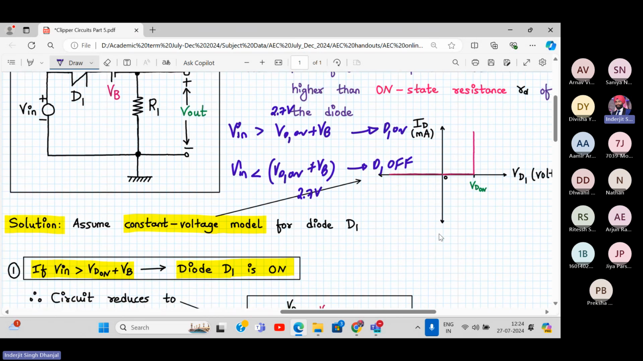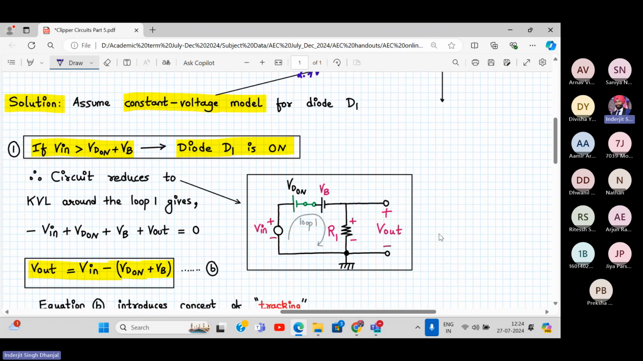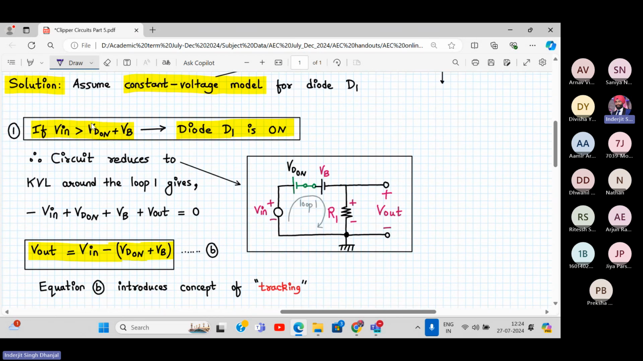Now let's see this, applying the constant voltage model. When Vin is greater than VD on plus VB, as we have said, diode D1 is on. But here Vout is not equal to VD on. It's not a parallel clipper. Parallel clippers are very easy. So here we have to apply KVL. Again, the KVL: this will be plus Vin, rise in potential, then minus VD on minus VB minus Vout equal to 0, as these are falls in potential.